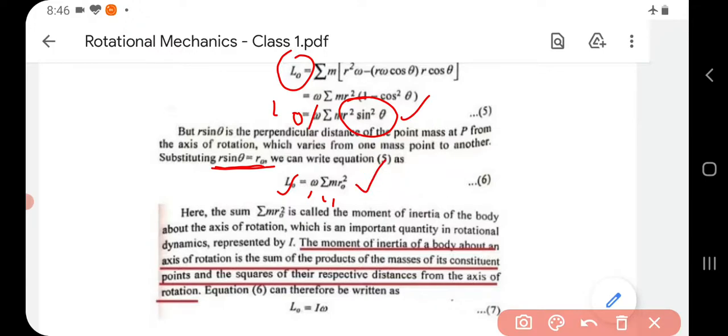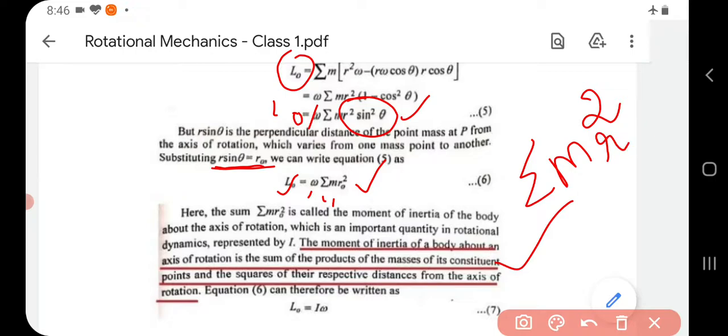Now here the sigma m r0 square is called the moment of inertia of the body about the axis of rotation. It is a very important quantity in rotational dynamics. What? Moment of inertia. Okay, it is given by I is equal to sigma m r0 square, and this is the definition. Moment of inertia of a body about an axis of rotation is nothing but the sum of the product of masses of its constituent points, that is sigma m, and the square of their respective distance from the axis of rotation, that is r square. Okay, that is moment of inertia, you know it is m r square.